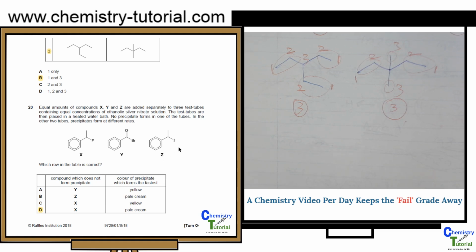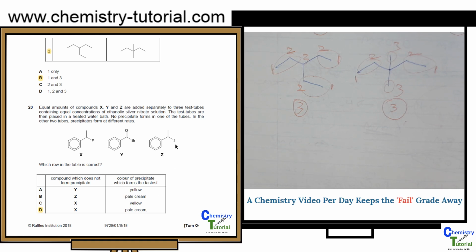Now, this is an alkyl halide. This is an acyl bromide, an acyl halide. The C-Br bond, yes, the C-Br bond is actually stronger than a C-I bond. However, this is an alkyl halide, whereas this is an acyl halide. Therefore, this Br minus will be lost much quicker to form your AgBr, which is our pale green precipitate.